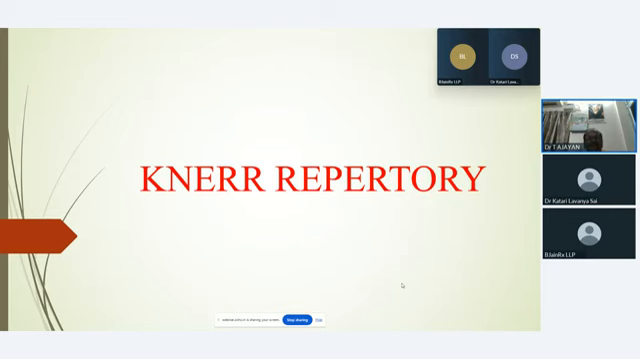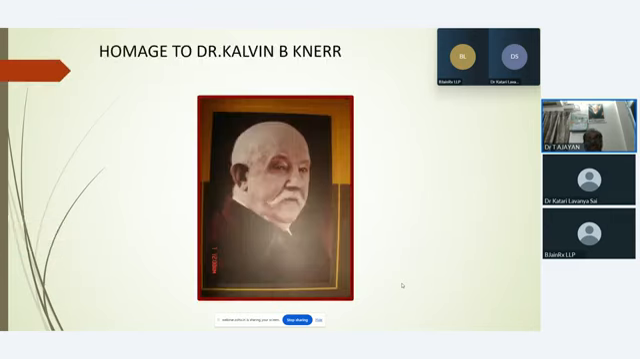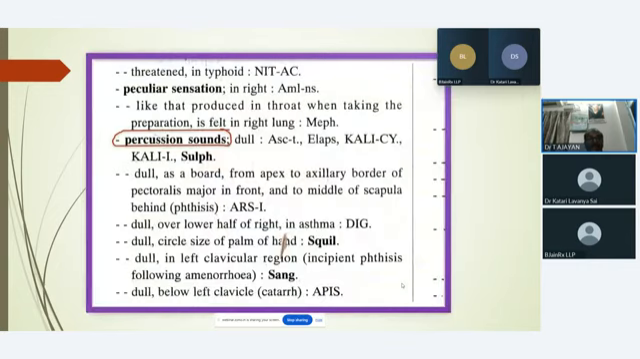Therefore, I became more interested in studying this Knerr Repertory. In my day-to-day practice, I use this repertory in around 40 to 60% of cases. Therefore, I would like to highlight the role of the Knerr Repertory. It is emphasized as a homage to Calvin B. Knerr. This time I am showing the revised edition by Shivaramakrishnan.